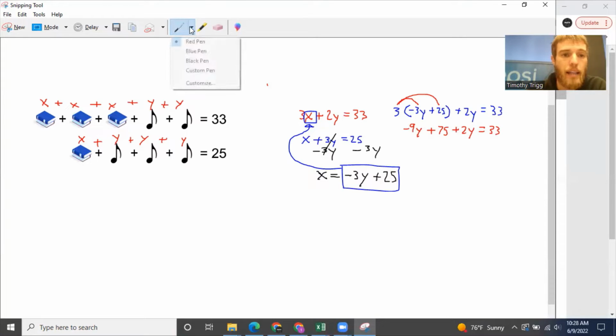Can we combine any like terms there on the left? Well, yes, we can combine this negative 9y and this positive 2y. Those add together to give us negative 7y. We still have a plus 75 here on the left, equals 33.